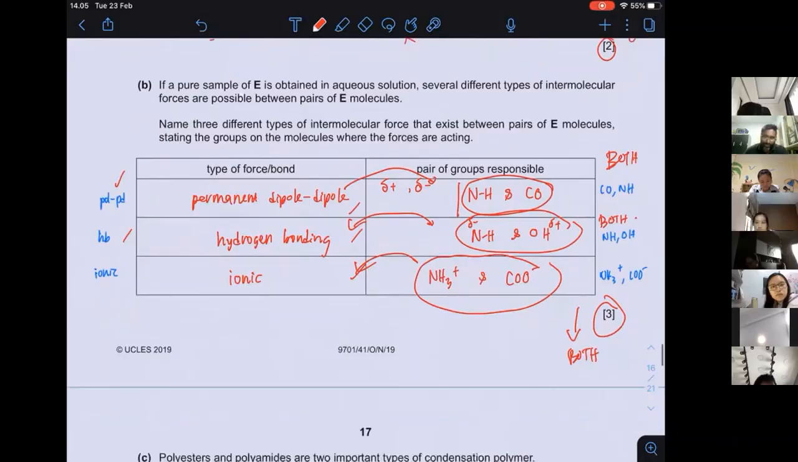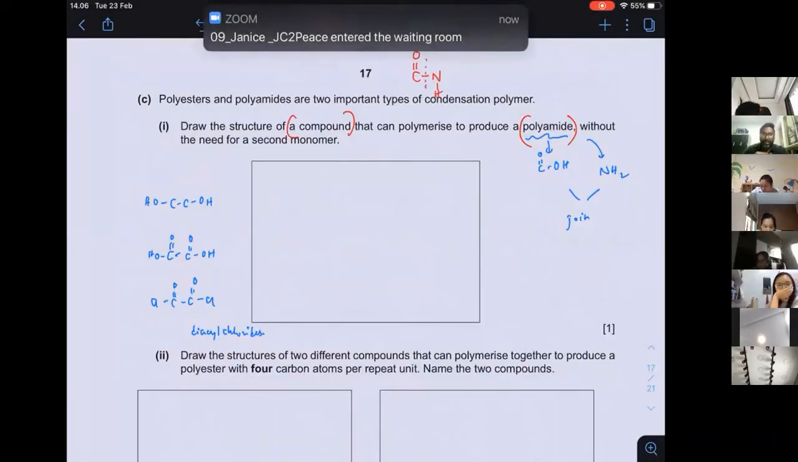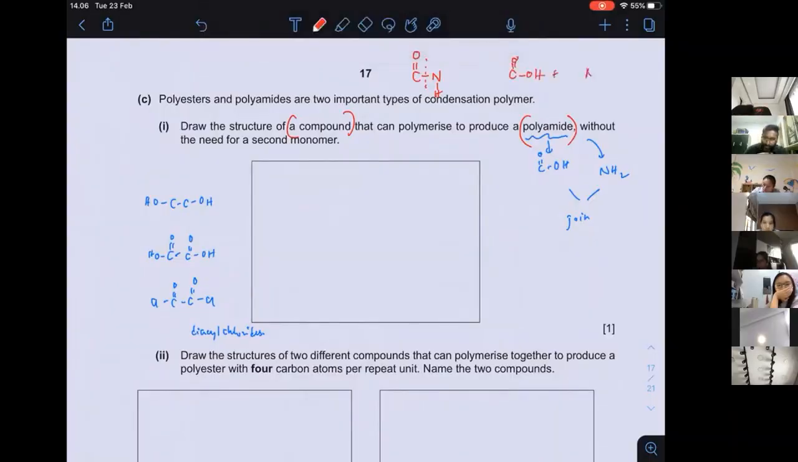Now next: polyester and polyamide are two important types of condensation polymer. Draw the structure of one compound that can polymerize to form a polyamide. How do I get polyamide? I get the amide linkage. What is amide? C double bond O and then NH. So this is going to be the amide linkage. I get it from C double bond OOH reacting with anything that has NH2.